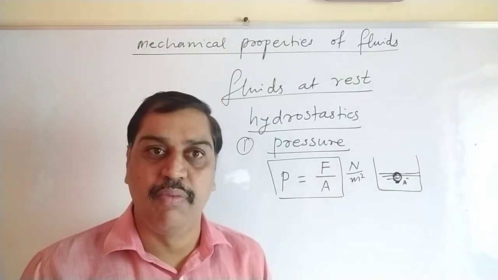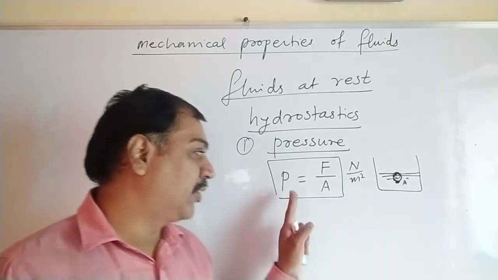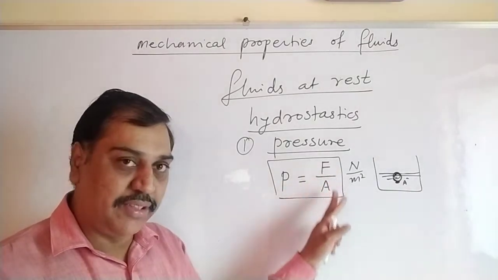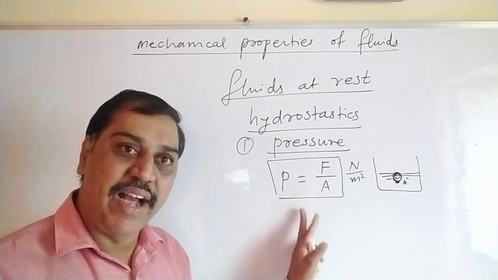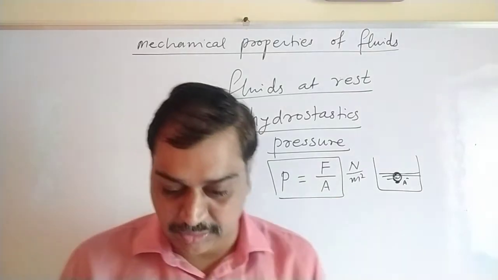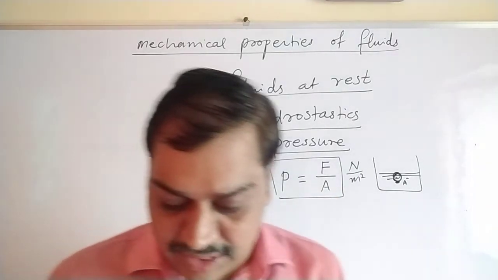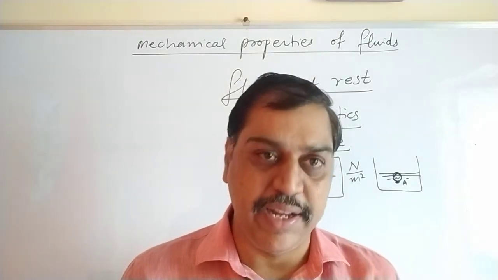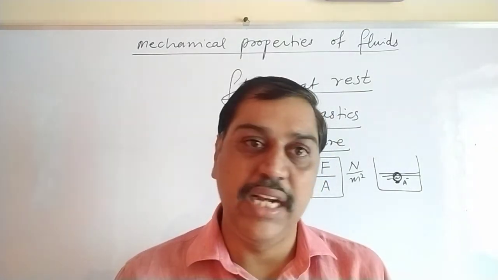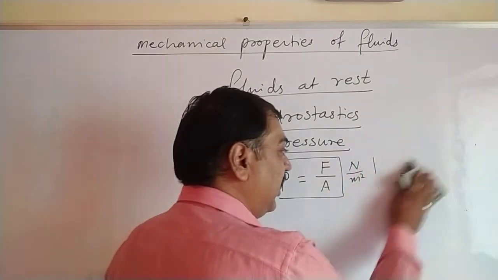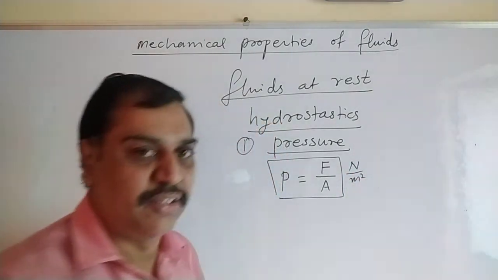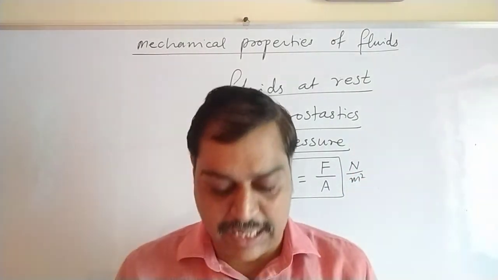So all of you have homework. Try to find the dimension of pressure: put the dimension of force, divide by the dimension of area, and you get the dimension of pressure. You can find it out. Apart from this, pressure is a scalar quantity. It requires magnitude only, it does not require a direction. So it is a scalar quantity.